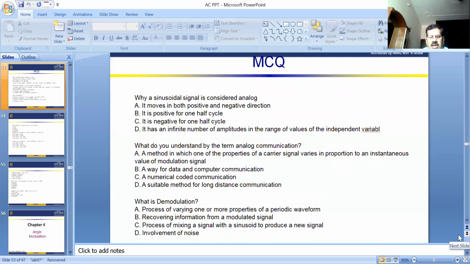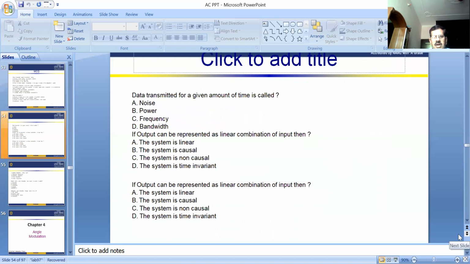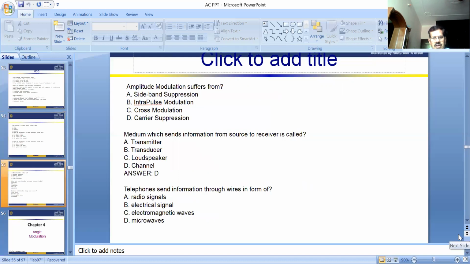There are some multiple-choice questions which are very helpful to understand this topic and clear the concept of this topic. So please attempt and solve these multiple-choice MCQ questions, and these are very important for concept clarity. So please attempt these different multiple-choice questions.